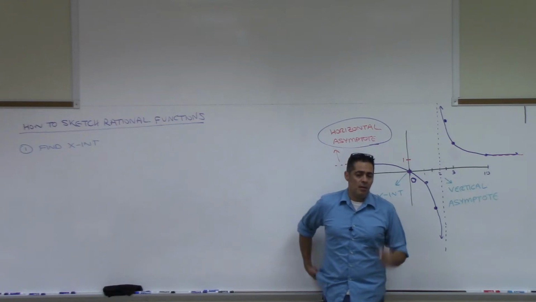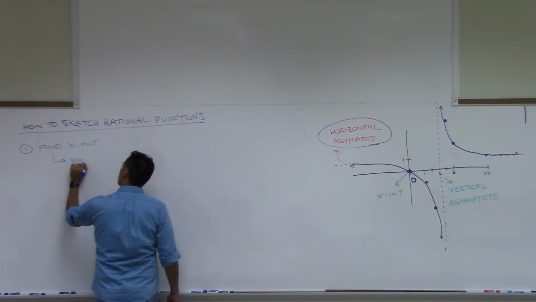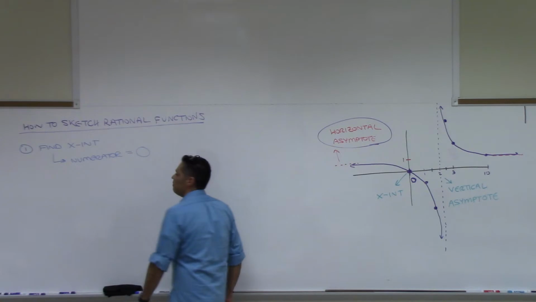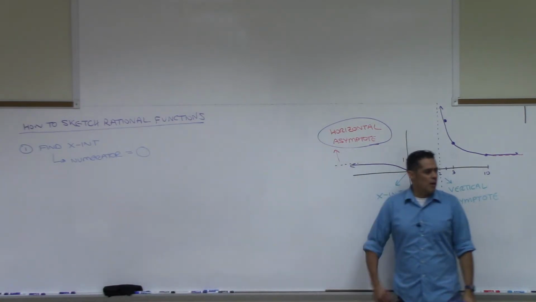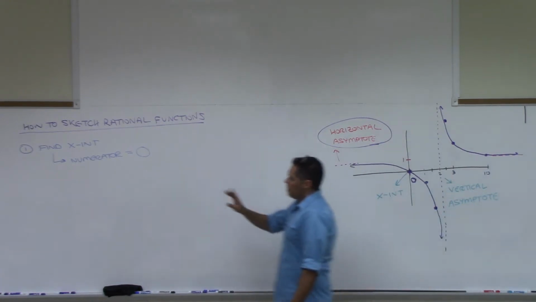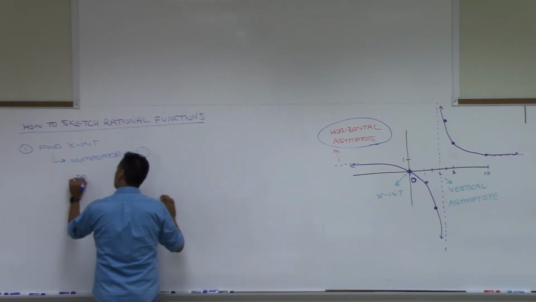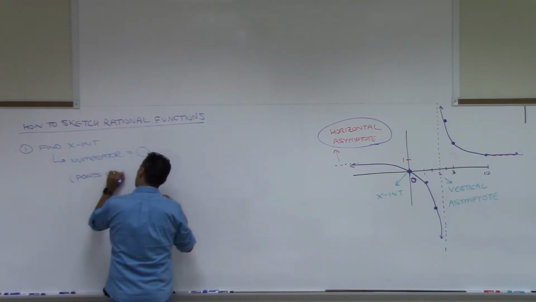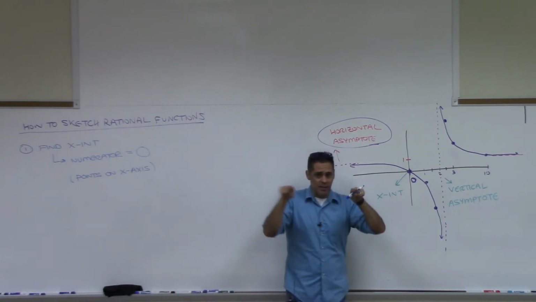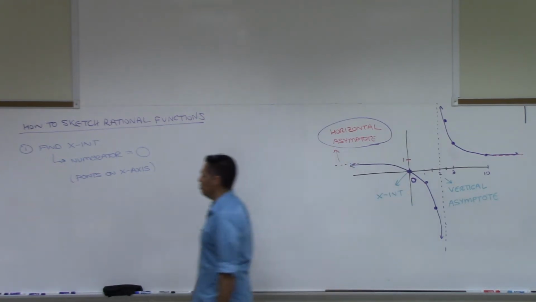That's the first step. Now, how do we do that? What we do is we take the numerator and set it equal to 0. We just figure out where the numerator is 0. Wherever the numerator is 0 is where we're going to have x-intercepts. When you do this, just remember these are points on the x-axis, right? That's what an x-intercept is. After you've done that, we go to step 2.